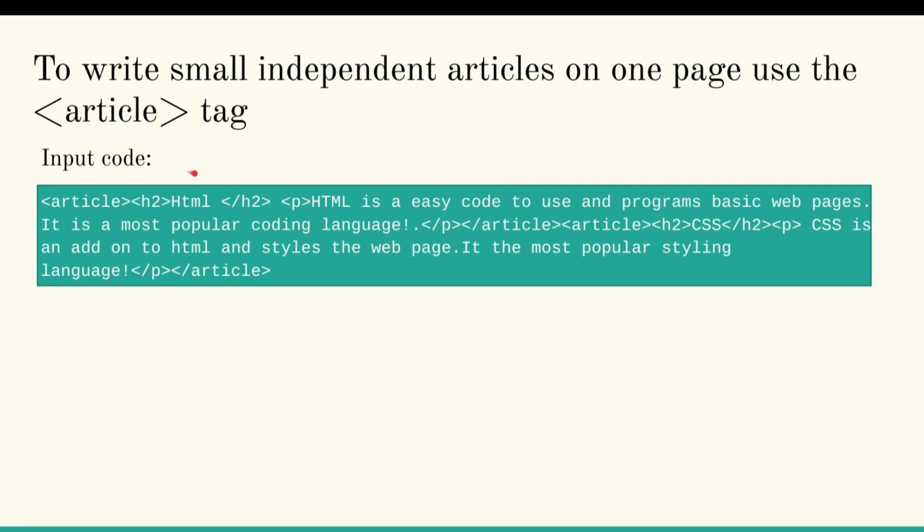To write small independent articles on one page, you have to use the article tag. So the code will be an article opening tag and a closing tag. Inside the article, you can add a heading and a paragraph, which is most recommended for articles. So again, I did a heading and a paragraph.